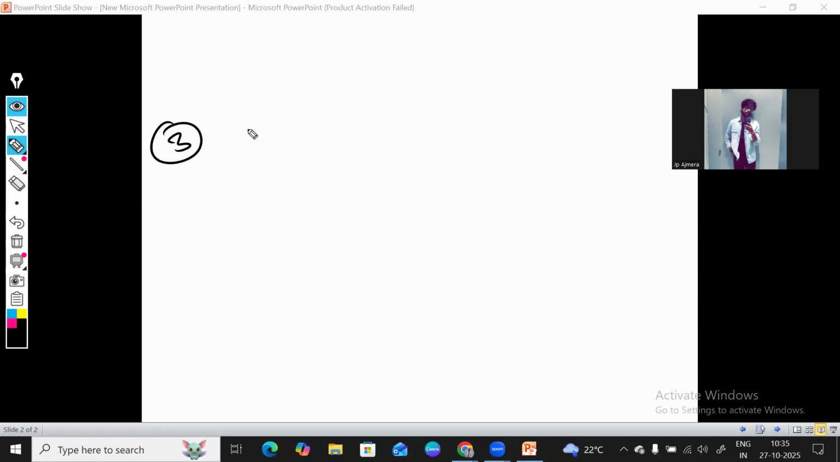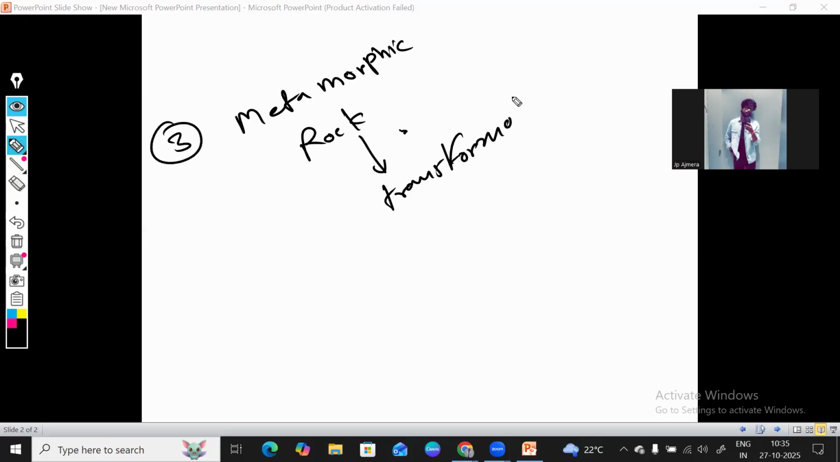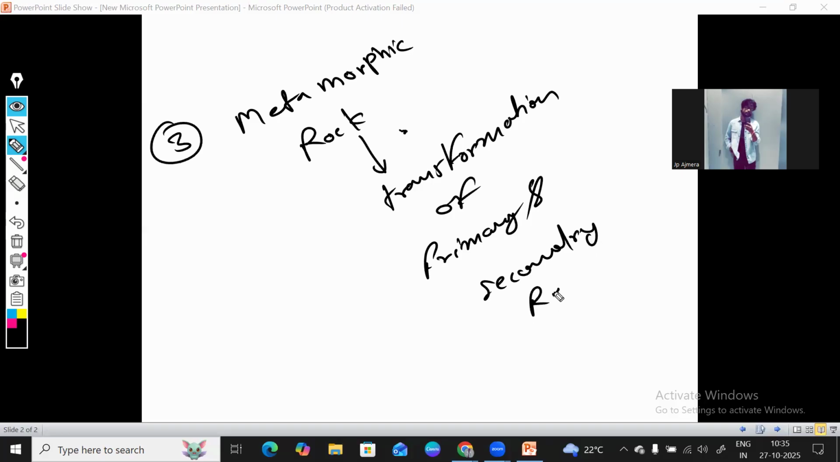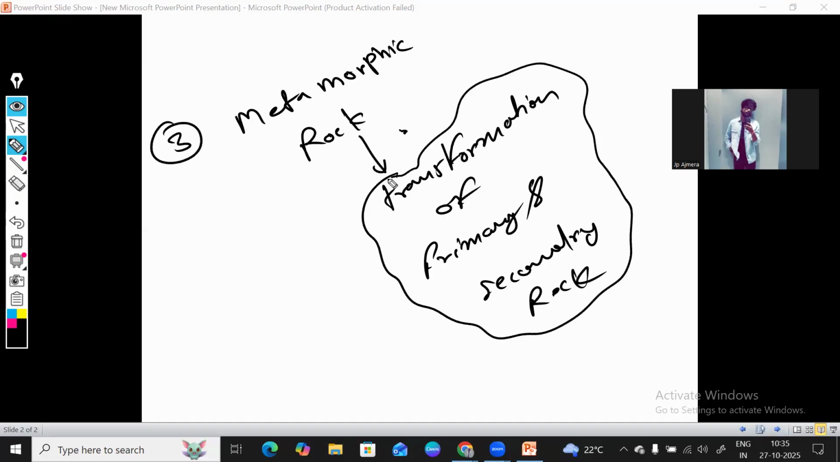That is metamorphic rock. Metamorphic rock is simply a transformation of primary and secondary rock. So metamorphic rock is the transformation of primary and secondary rock.